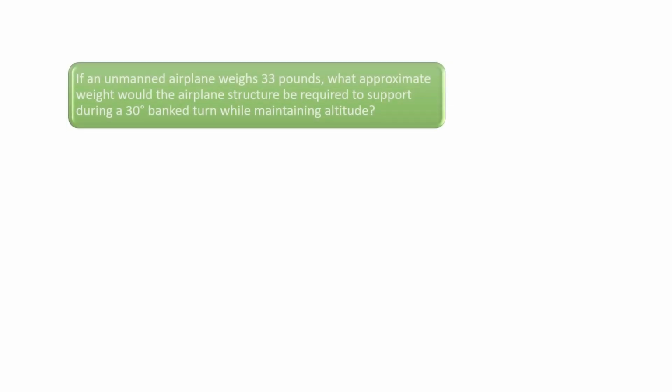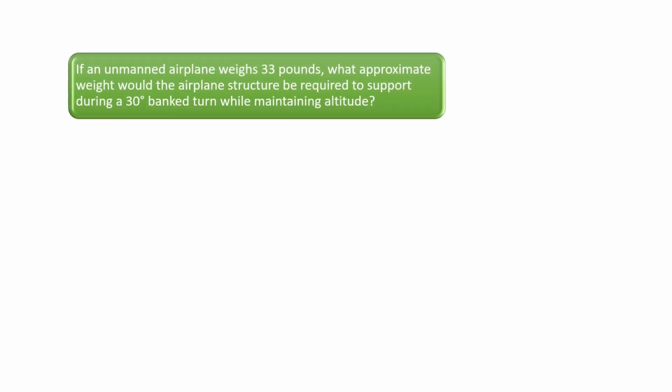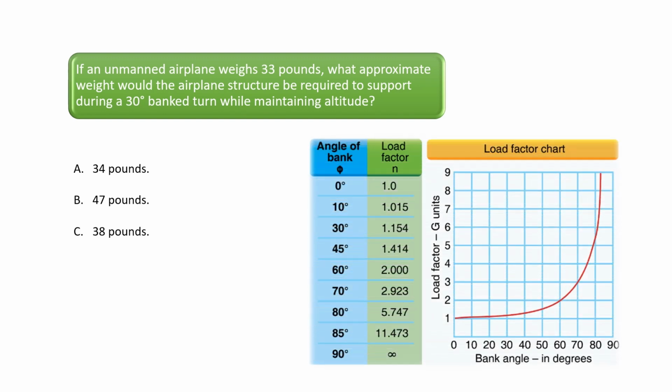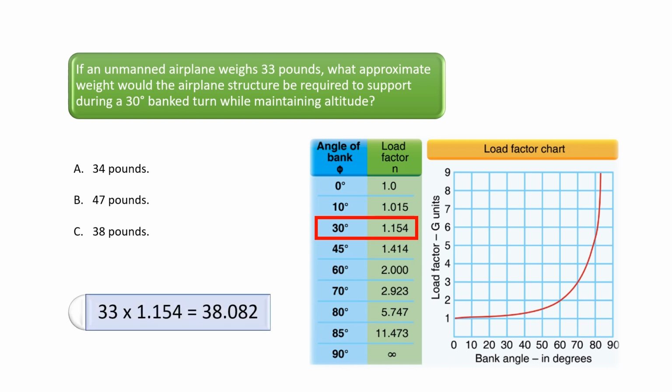If an unmanned airplane weighs 33 pounds, what approximate weight would the airplane structure be required to support during a 30-degree bank turn while maintaining altitude? Refer to the chart on the right, which shows various load factors for each angle of bank. Since the question is asking what weight the aircraft structure would be required to support at a 30-degree angle of bank, just take the corresponding load factor for a 30-degree angle of bank, which is 1.154. To solve this problem, simply multiply the aircraft weight, which is 33, by the load factor of 1.154 to get the answer of 38 pounds.